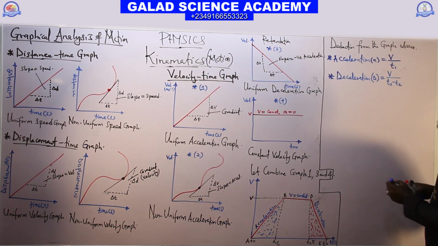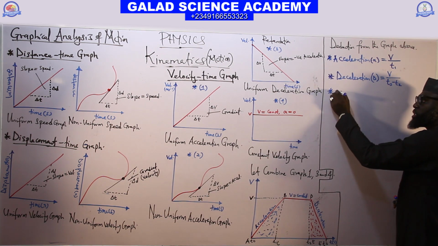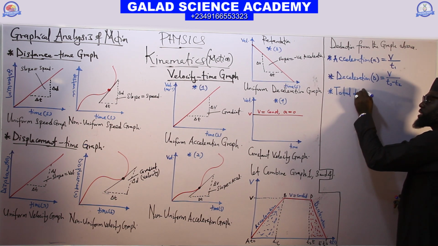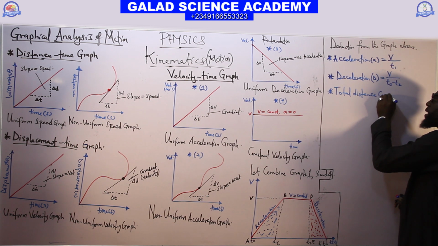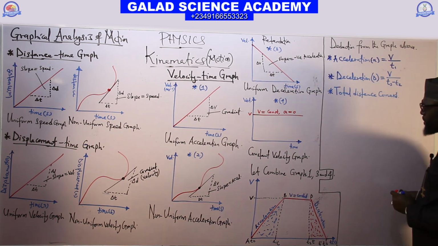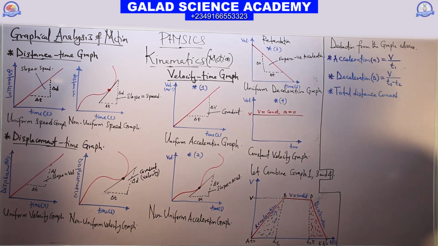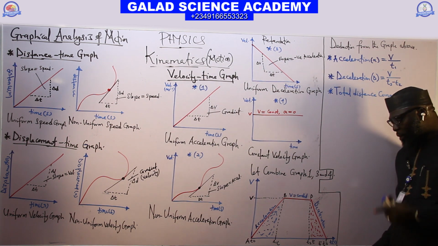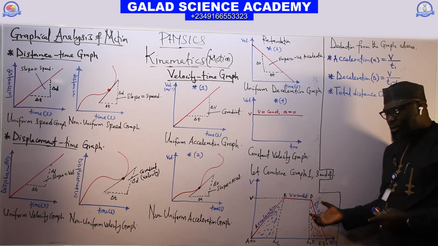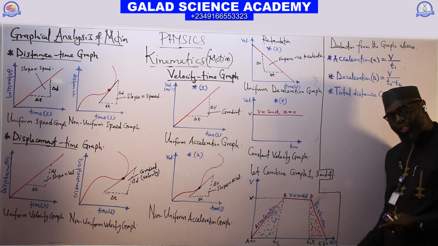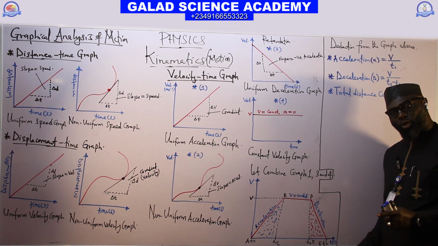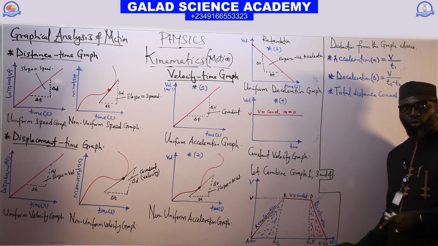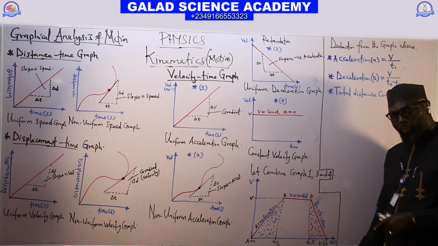That's deceleration. The last thing they can ask you to find here is total distance covered. What is total distance covered? It is the area of the shape. And it's not a must that for the velocity time graph we have a trapezium. The shape of a velocity time graph is not always a trapezium, it's not constant. It depends on the travelling of the particle. So I'll just give this as a case study.